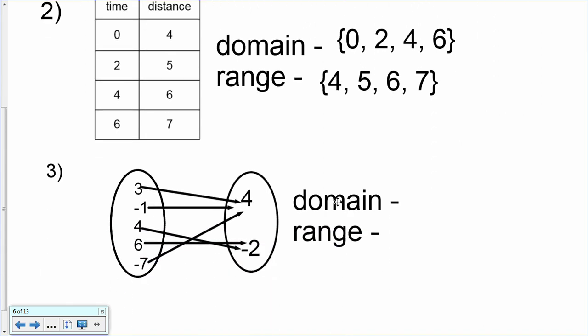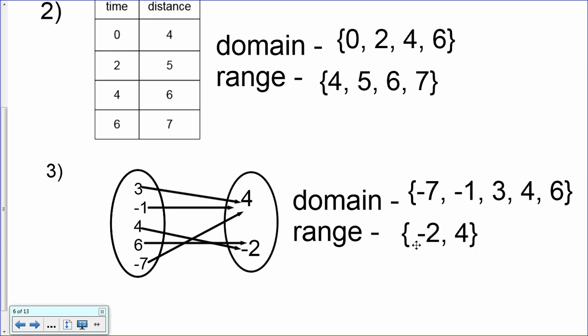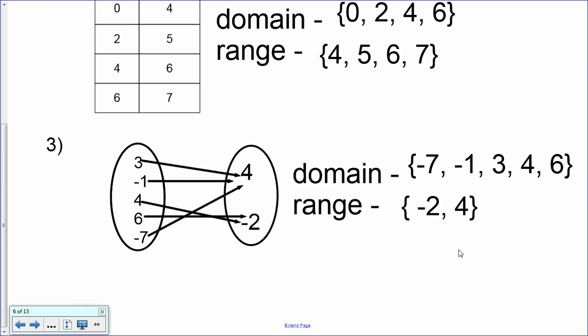Okay? So here we have our first bubble, so that's our domain. 3, -1, 4, 6, and -7. We need to put it in order from least to greatest. Remember, -7 is our least. Then we have -1, 3, 4, and 6. So we put that there. Range, we have things that will repeat, 4 and -2. But what's really nice about mapping is that they don't repeat in the bubble. So we just need to take what's inside the bubble. The -2 and 4. And -2 would go first because that is our least number, our smallest number, and that's our range. Okay?